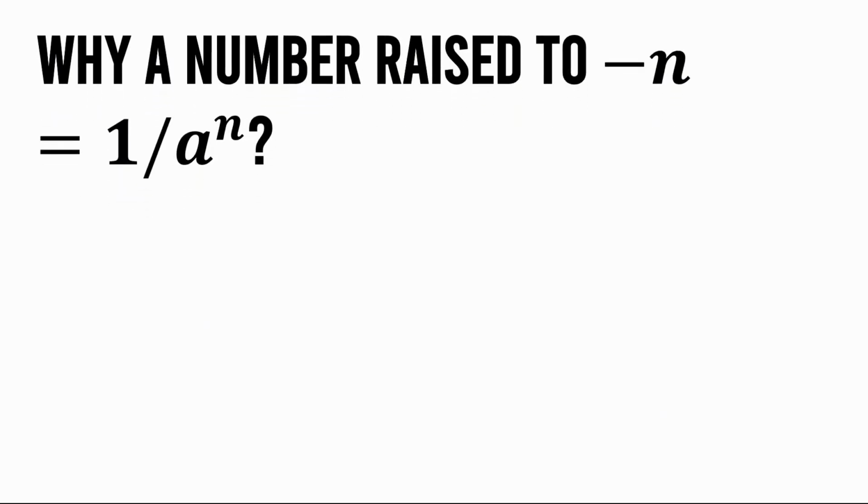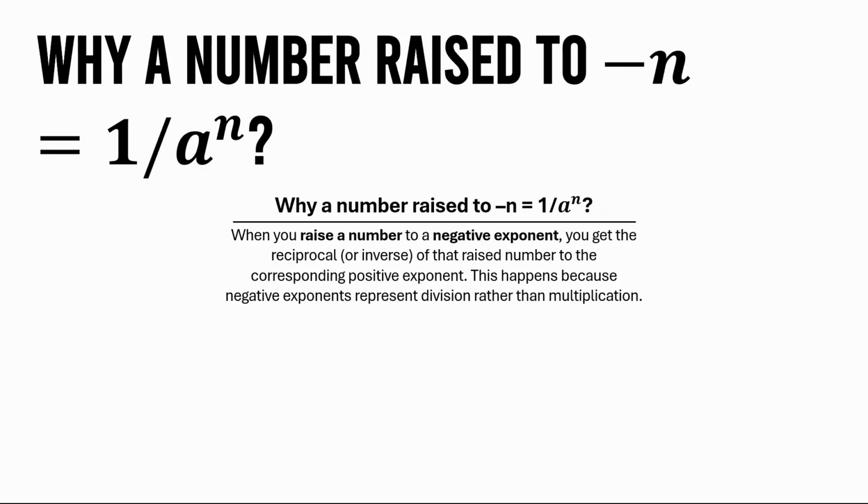Why a number raised to negative n equals 1 divided by a to the power n. When you raise a number to a negative exponent, you get the reciprocal or inverse of that number raised to the corresponding positive exponent. This happens because negative exponents represent division rather than multiplication.